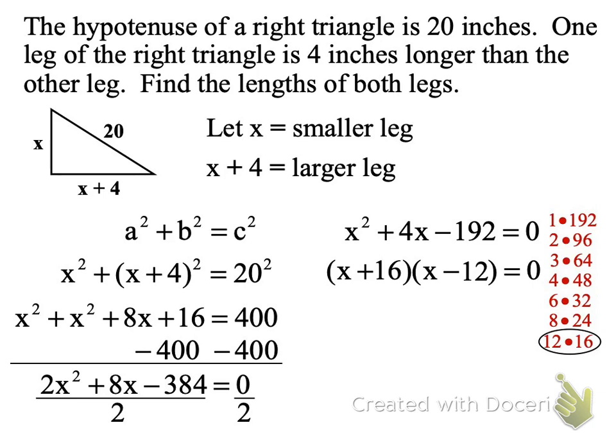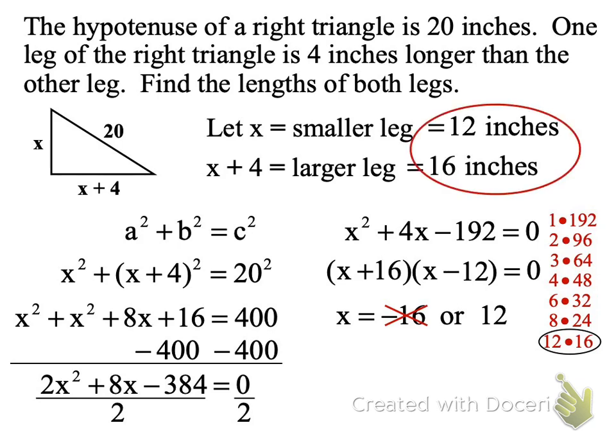And so my solutions are negative 16 and 12. Which one of those would be the correct answer? 12, because you can't have negative distance. So glad it's gotten in your heads. And so the smaller leg is 12, and the larger leg, x plus 4, is 16. Okay, questions?